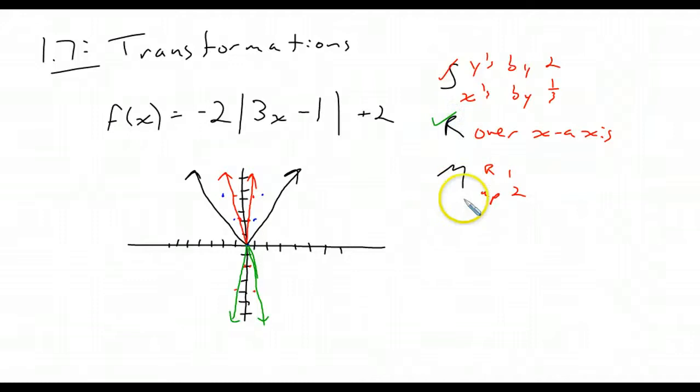So now that I've done my reflection, I'm just going to move it right 1, up 2. So take my point at 0, 0, I'm going to go right 1, up 2. Hey, there's a blue dot already, cool. Okay, I'm going to take this point, right 1, up 2. So now it hits right there. I have the really skinny absolute value graph going all the way down. And this one in the blue would be my final.